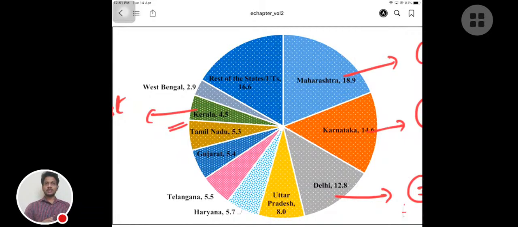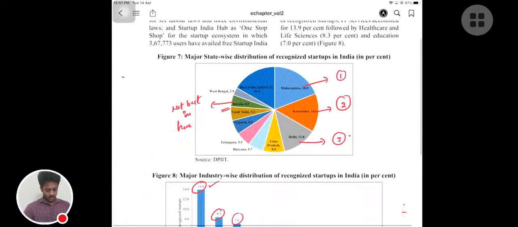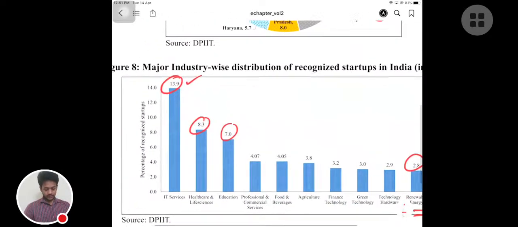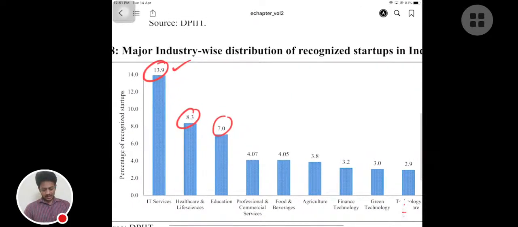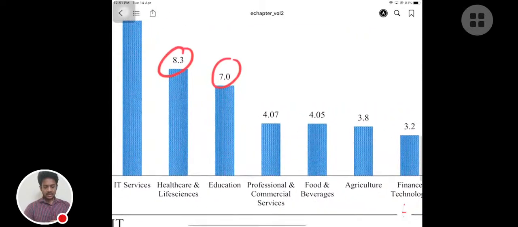And apart from this, they may ask you other important questions like which sectors where the startups are actually faring well. So that also I have the statistics now. If you see the IT sector, that is where we are getting the most startups. Apart from the IT sector, the other sectors are healthcare and life sciences. This is your second important sector. Got it? Third important sector, that is your education. Rest of all sectors it is not required.